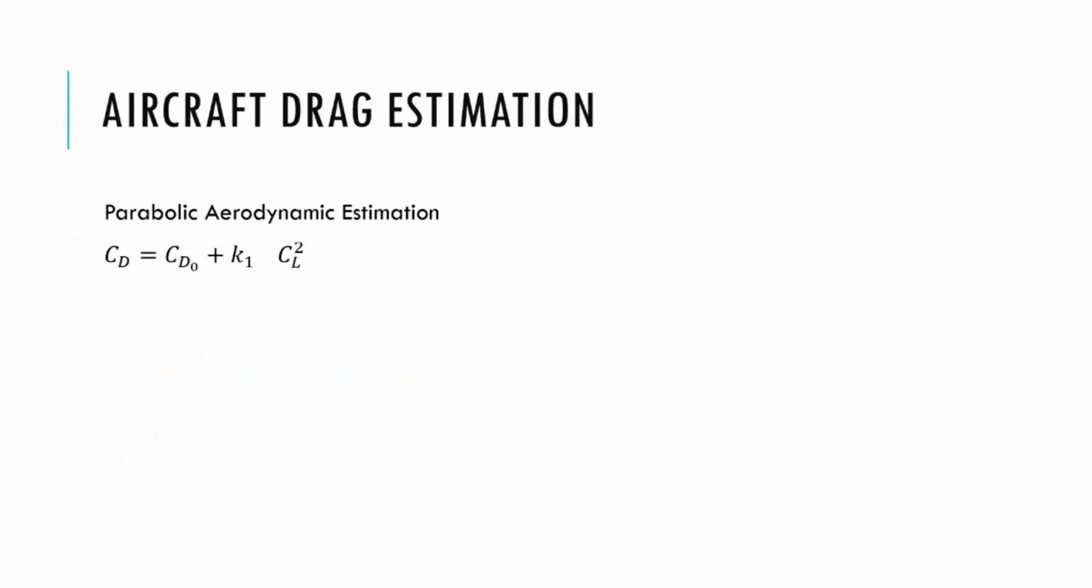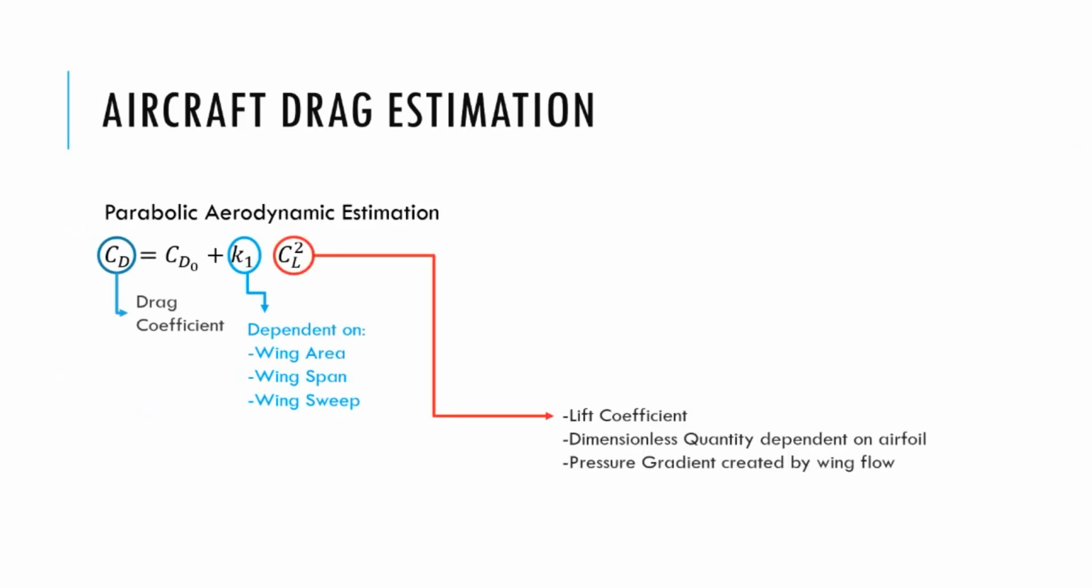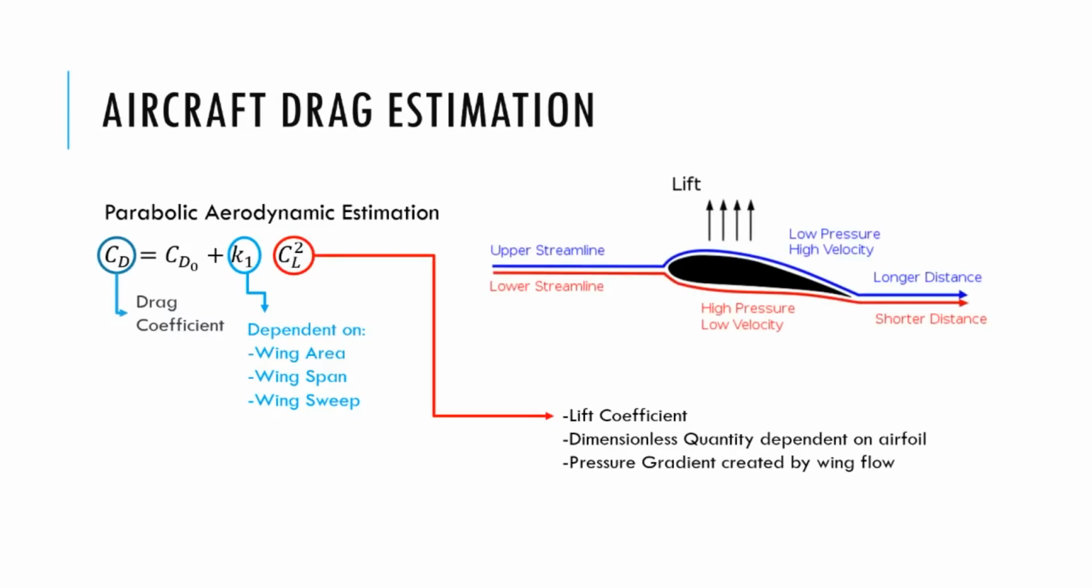Finally, you just calculate the parabolic estimation, CD equal to CD0 plus K1 CL square, where CD is the drag coefficient. K1 is dependent on the wing area, span, and sweep. It is essentially taking care of the induced drag, and is multiplied by the square of the lift coefficient. Okay.